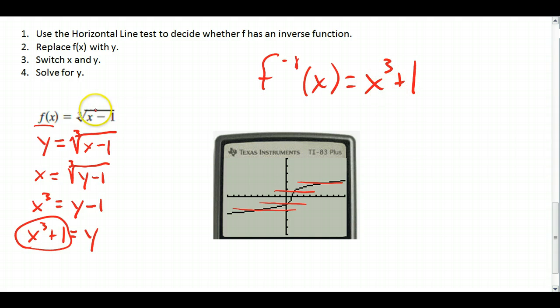So notice that I'm doing the opposite of a cube root, I'm cubing, and the opposite of subtracting 1, I'm adding 1, and I'm doing it in the opposite order, the reverse order. I subtracted 1 first here, and I added 1 last there. So that's basically it for inverse functions.